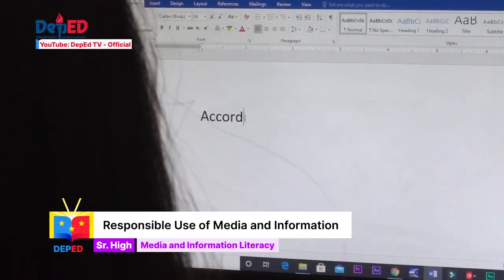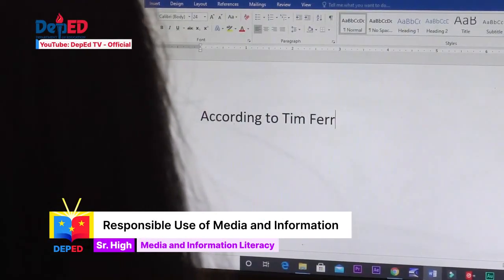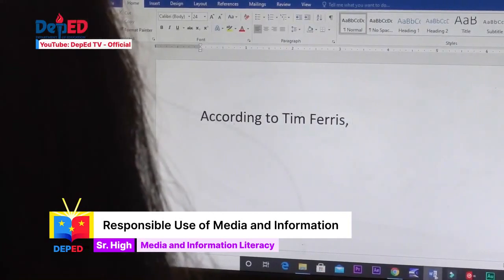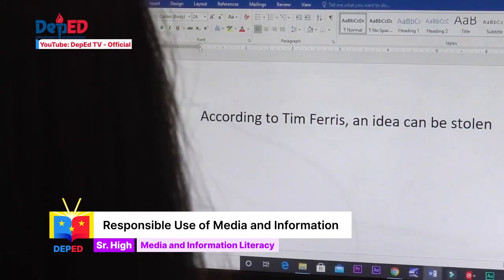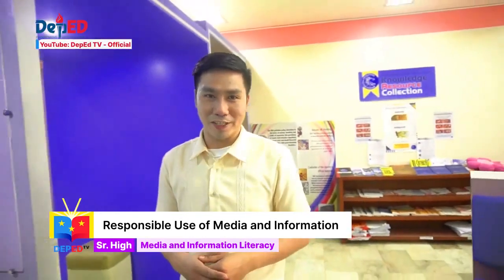As a responsible user of information, you should not claim information that is not originally yours. Do not just copy and paste. Rephrase the idea and come up with your own words. Most importantly, always give proper credit to the authors and your sources. Those are the ways to become a responsible user of media and information.